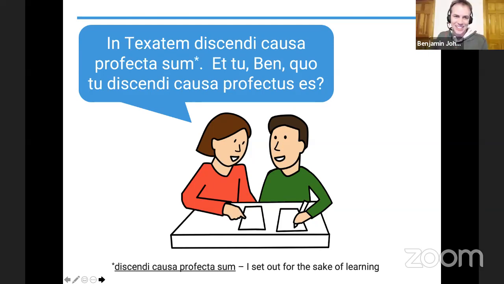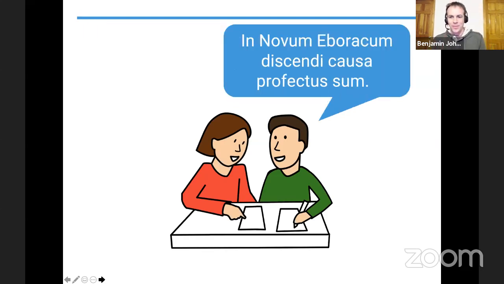Before we go on, I like how we have different genders for profectus sum and profectus es. Just to remind you guys that with a deponent verb like this, you can identify the gender of the subject, even though it's active. So that's not something you can normally do. Well, Jenny, in Novum Eboracum discendi causa profectus sum.